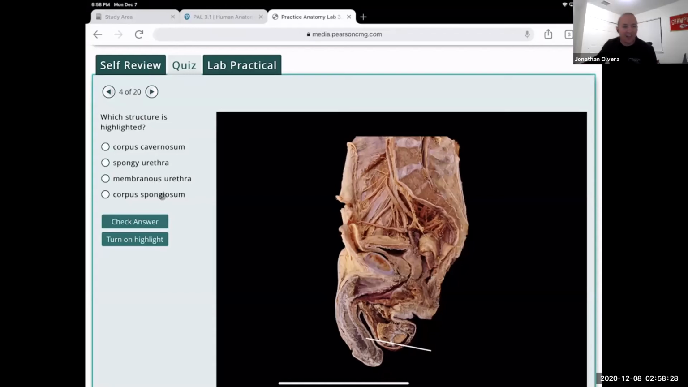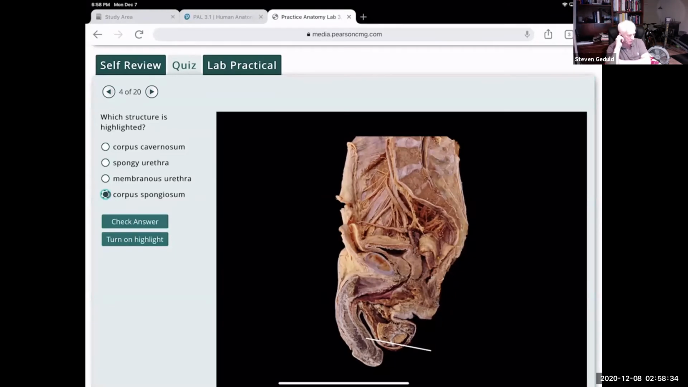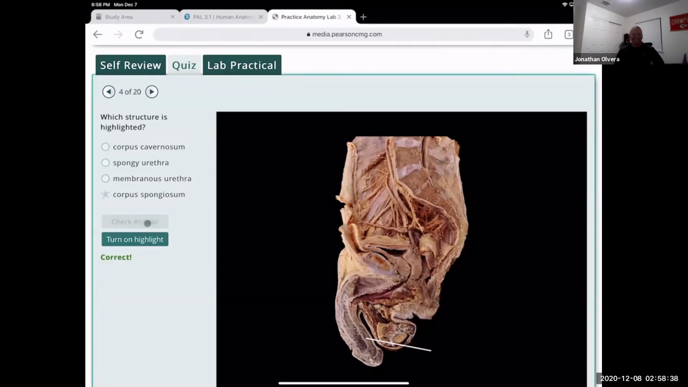That is the spongiosum. Corpus spongiosum. That's one that's individual rather than the pyramid. The pyramid of the corpus cavernosum runs on the side. So that is the corpus spongiosum.